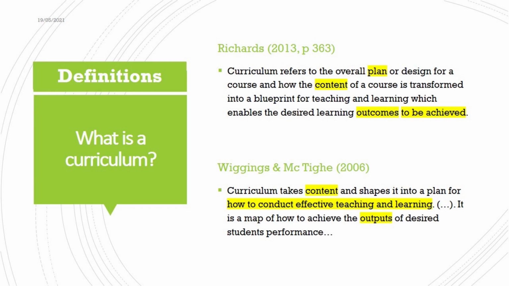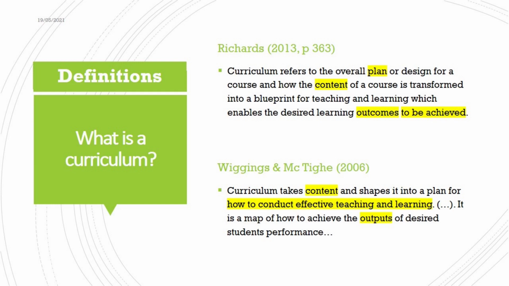First, let's agree on a definition of the key terms. According to Richards, curriculum refers to the overall plan or design for a course and how the content of this course is transformed into a blueprint for teaching and learning, which enables the desired learning outcomes to be achieved. The same line of thought has been maintained by Wiggins and McTighe, stating that curriculum takes content and shapes it into a plan for how to conduct effective teaching and learning. It is a map for how to achieve the outputs of desired students' performance.